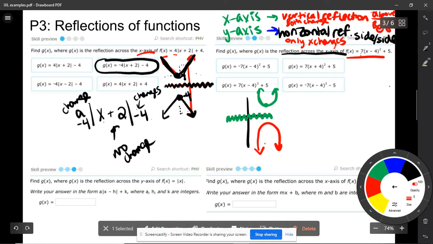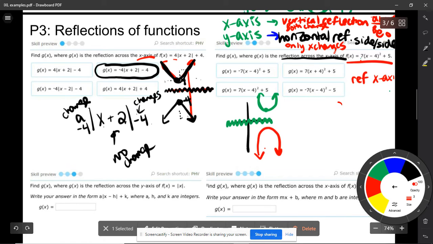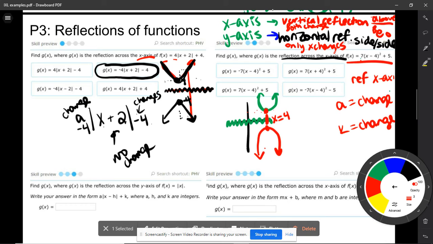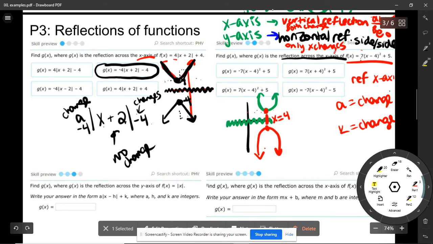So if I look at this, if we are reflecting on the x-axis, then A is going to change, and so is K. Only those two things are going to change because I did not shift left or right at all when I flipped it over the x-axis. Still at the same x spot of 4. So I'm going to change my sign here for my A. So instead of it being 7, it's going to be -7. And instead of it being +5, it's going to be -5.